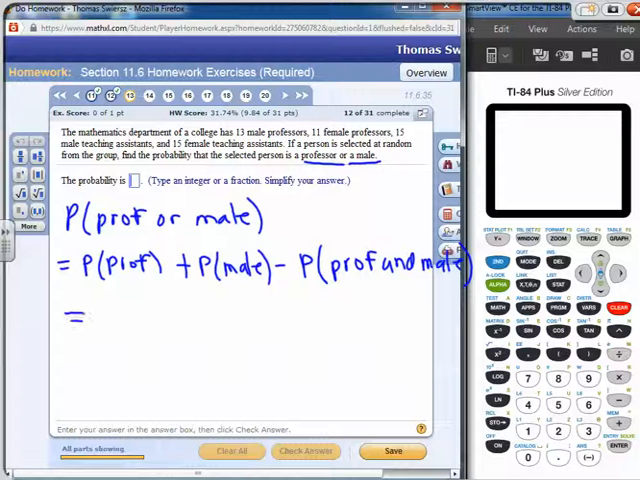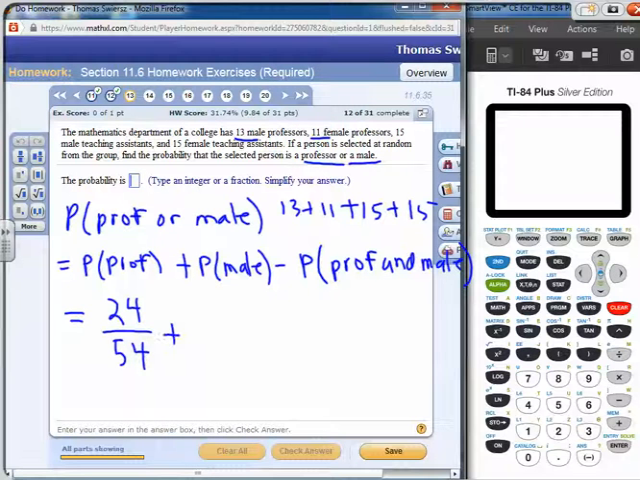So probability of a professor, there are 13 male and 11 female. So 13 and 11 gives us 24. And again, the total is 13 plus 11 plus 15 plus 15, right? So it would be 30, and 11 is 41 and 13 is 54. So 24 out of 54.